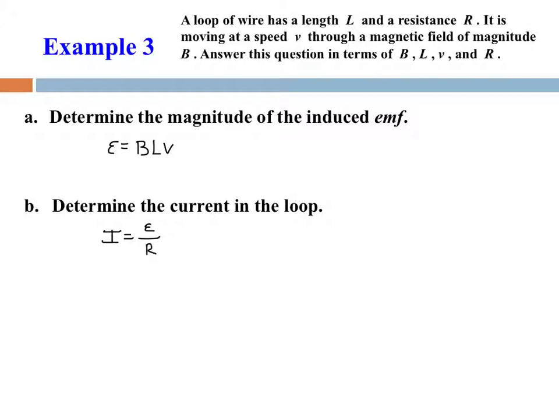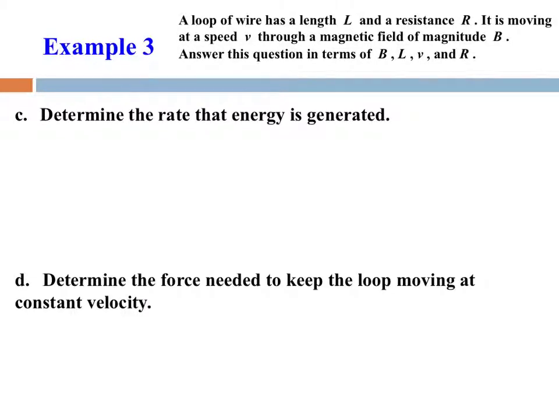So we can actually leave it in terms of B, L, V over R. Now these are important so that you can do the multiple choice a lot faster. Here we're asked for the rate that energy is generated, which is just power.